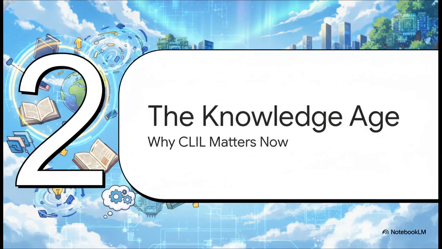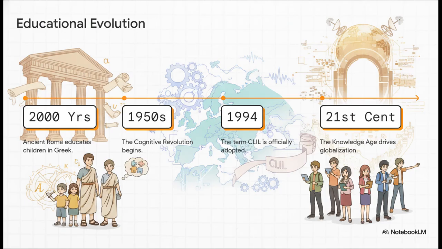Section 2, the knowledge age, and why CLIL matters right now. And this brilliantly illustrates that education in a secondary language is actually as old as education itself. I mean, 2,000 years ago, families in the Roman Empire educated their kids in Greek just to give them a social and professional edge. Fast forward to the 1950s, and the cognitive revolution sparked all these new insights into how our brains process information. By 1994, the term CLIL was officially adopted in Europe to capture and design best practices for the method. And today, in the 21st century, we're being driven by sweeping global changes.